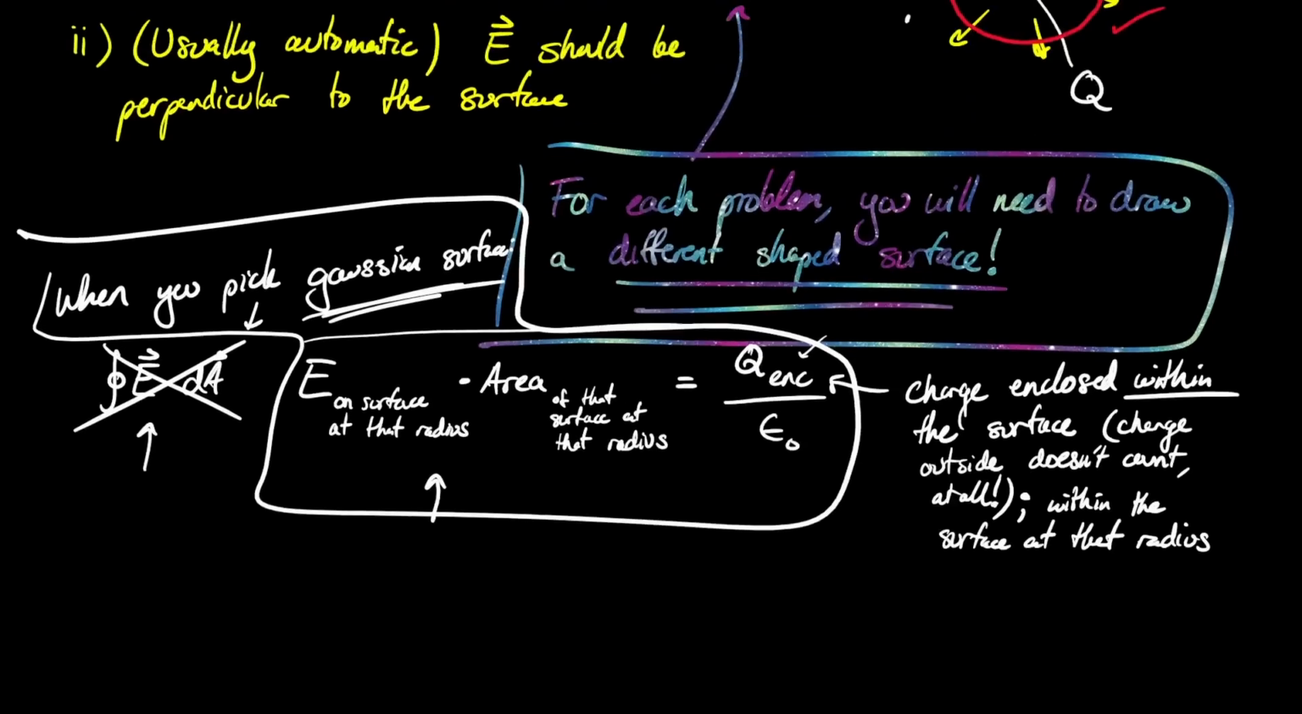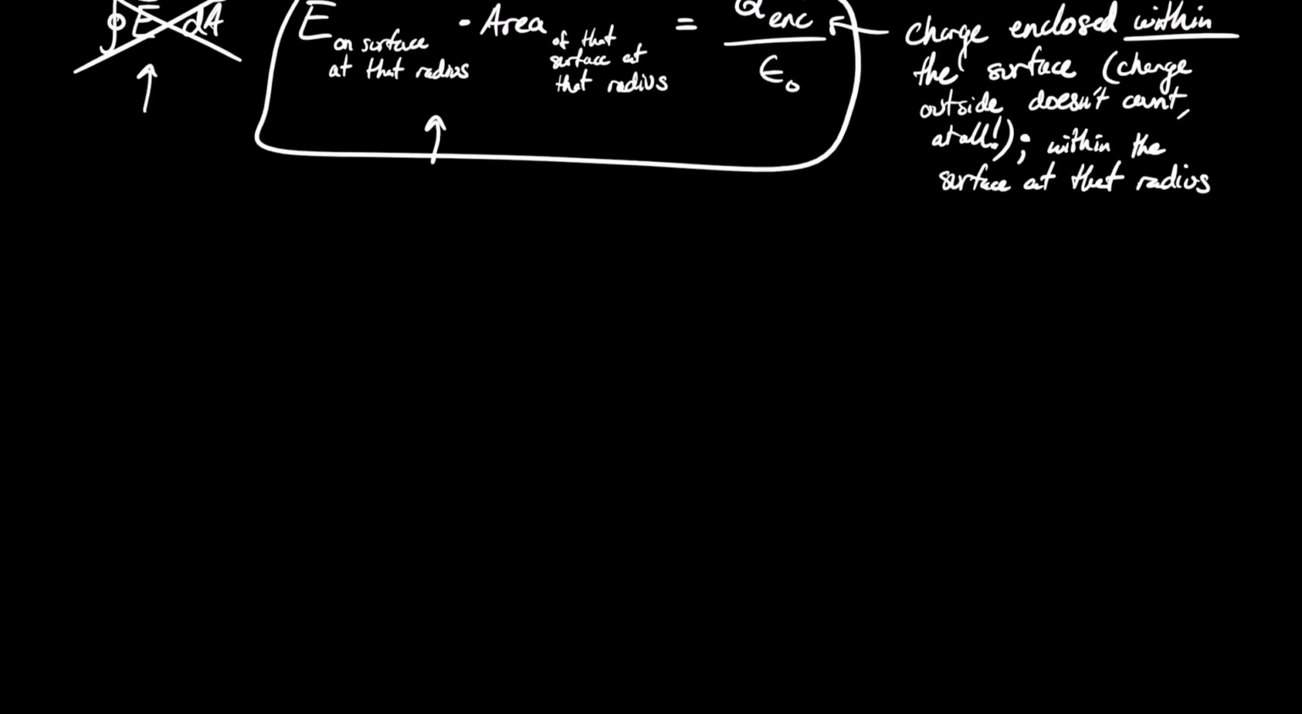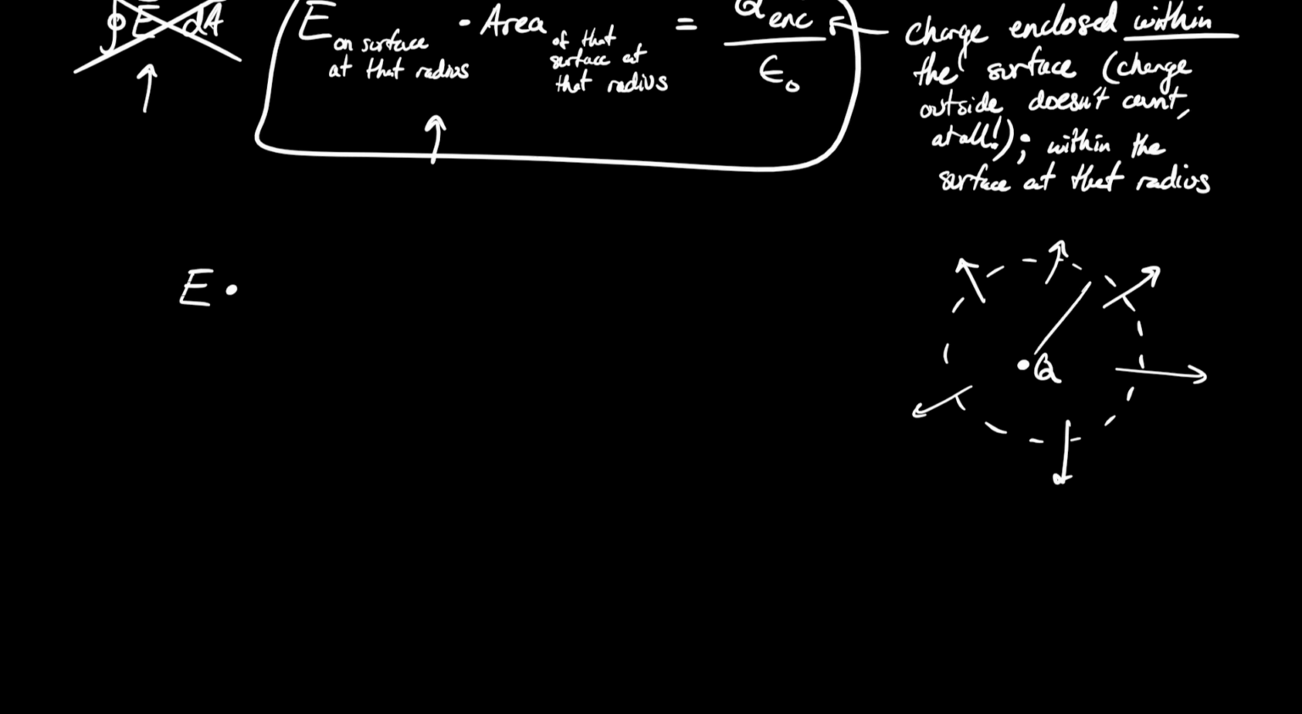Okay, so let's apply this to our problem here. I will redraw the picture down here. Okay, so the electric field on the surface at that radius, that's what we're trying to find. It's still an unknown, so we're just going to leave it as E. Okay, what's the area?